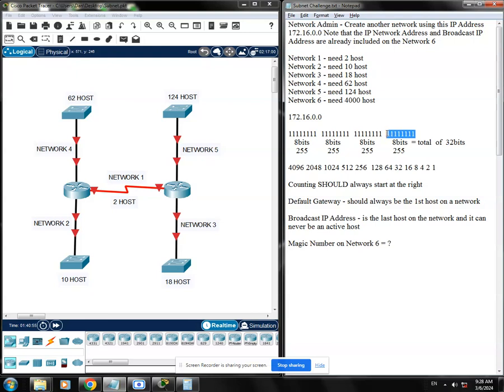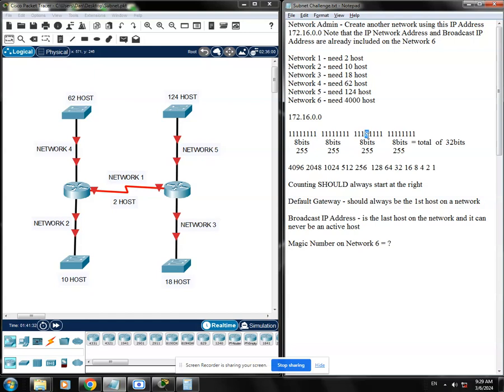This is the 128, and then 256, 512, then 1024, 2048, and 4096. So this is the 4096. Let's change this to 8, just so that we know that this is the 4096. All right, so this is the 4096.